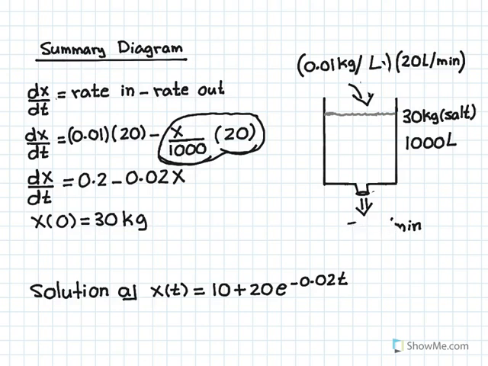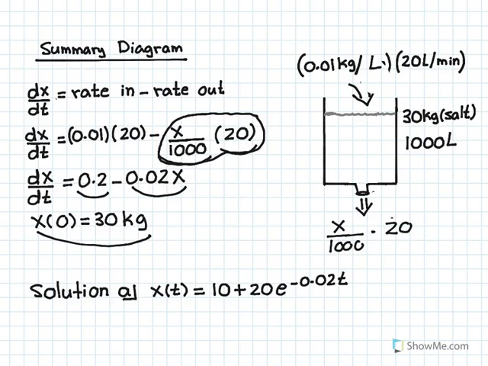So let me just make a correction here as well. The amount of salt that's exiting the tank will be X over 1,000, the concentration of salt at time t, multiplied by the amount of solution that's leaving the tank, and we get the mass of salt that's exiting the tank. And now we create the differential equation. The rate in is the mass of salt coming in every minute, 0.2 kilograms per minute. The mass of salt that's leaving the tank is 0.02x kilograms per minute. The initial amount of salt is 30 kilograms. That's how much salt is dissolved in the tank initially.